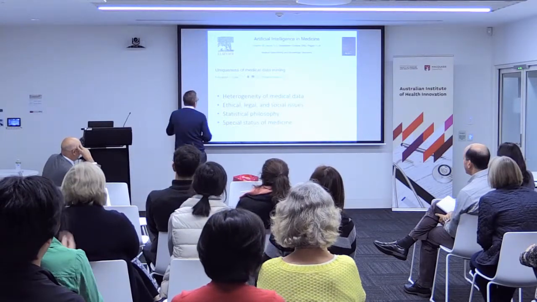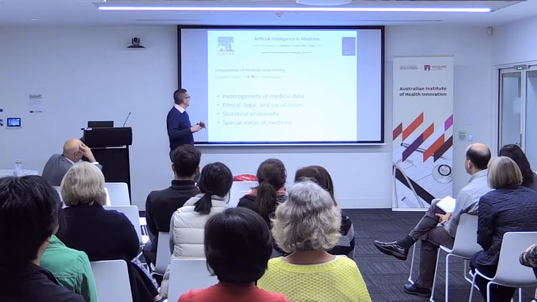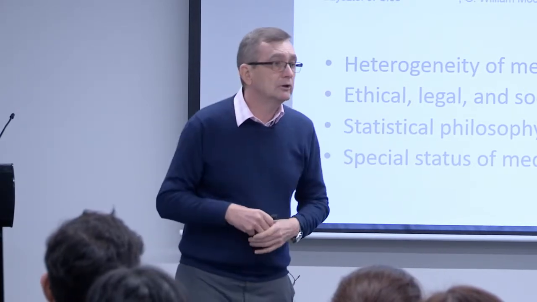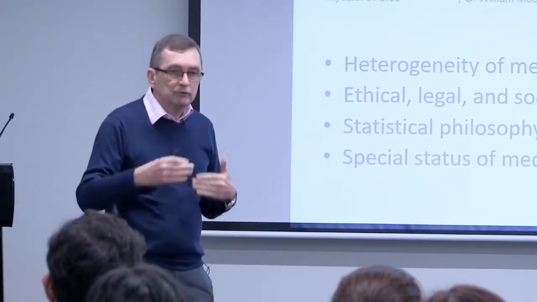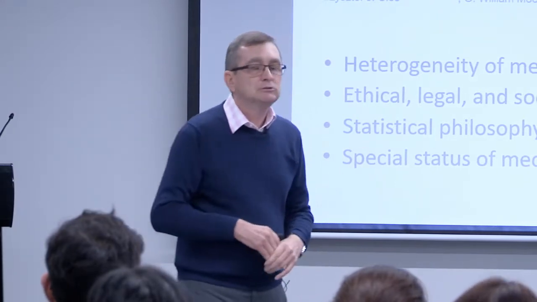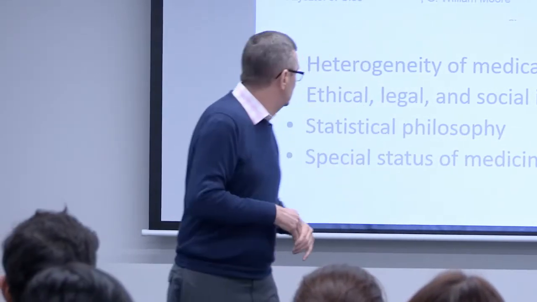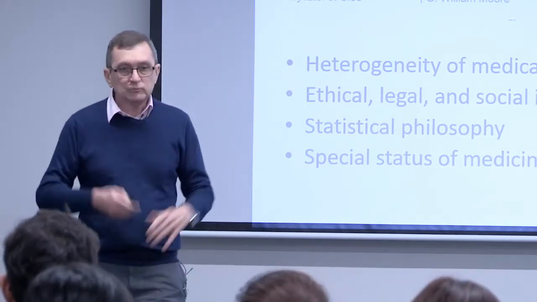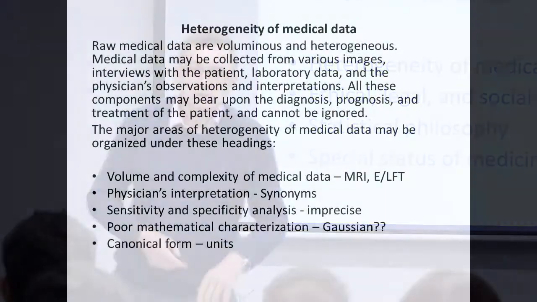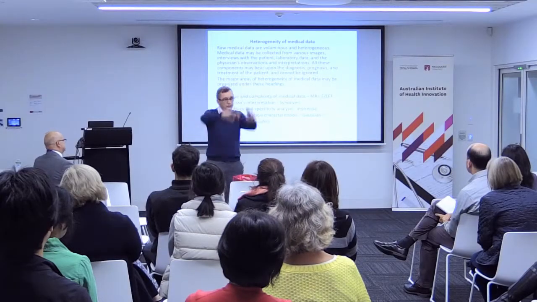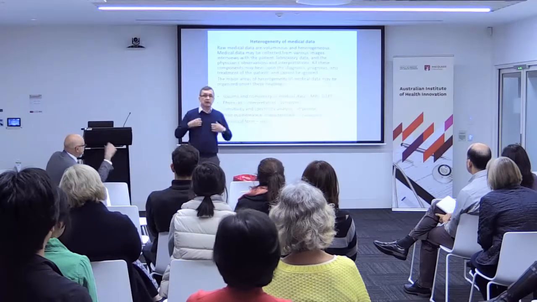So there you go. In terms of the uniqueness of the medical data, that's because of the heterogeneity of medical data, ethical and legal issues about privacy and confidentiality, the statistical philosophy of doing mining, any sort of data mining. And I'll keep coming back to the stats because it's not all black magic. There are structures that you need to apply, and the special status of medicine. And that is, what's ethical? So the heterogeneity of medical data, it's because of the volume and complexity of medical data, MRIs, liver function tests, the genomic data that we're about to get. All the computers on Earth are going to be full of our genomes.